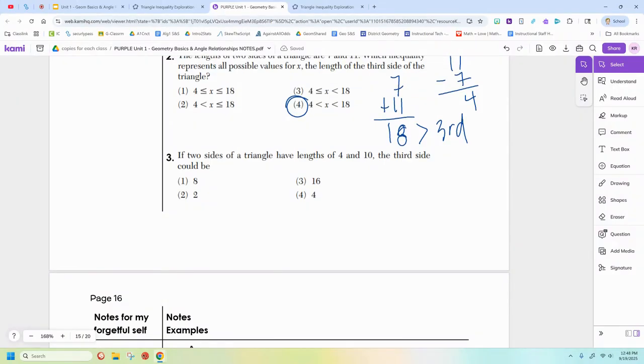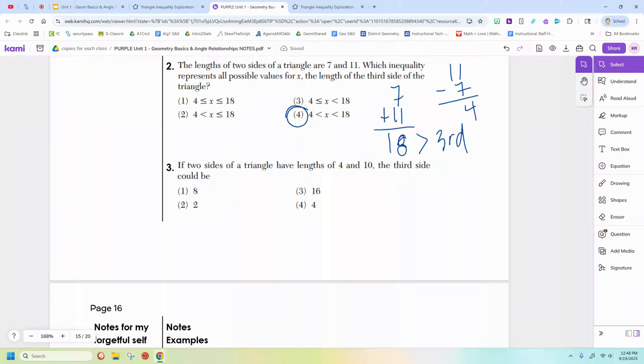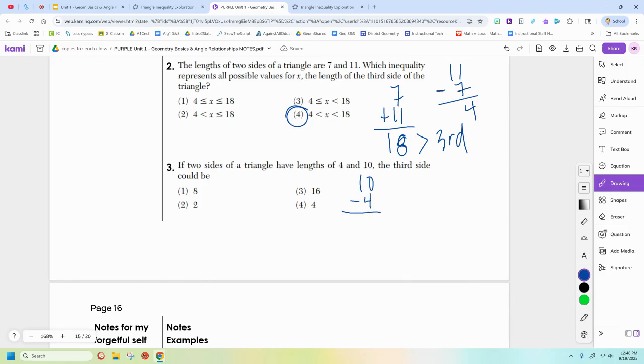If two sides of a triangle have lengths of 4 and 10, the third side could be. So you take the two sides. We're going to subtract them first. 10 minus 4. What's 10 minus 4? 6. What's 10 plus 4? 14. So we can do anything.